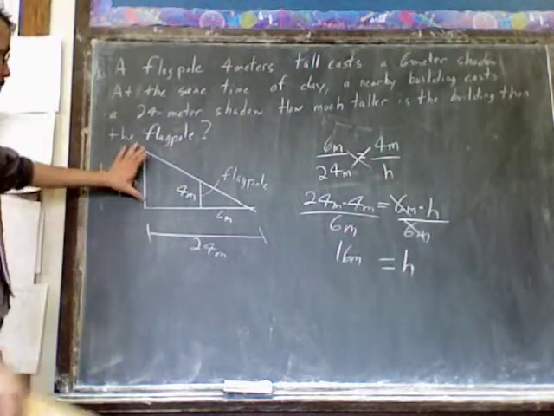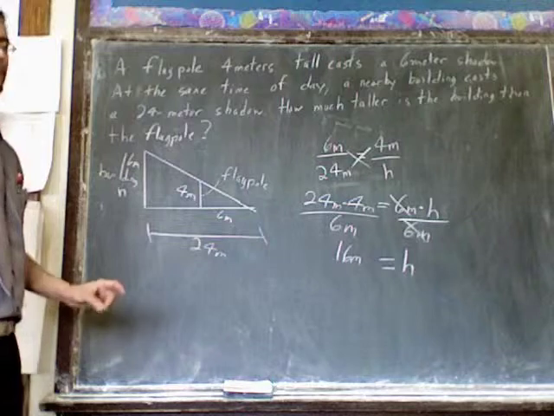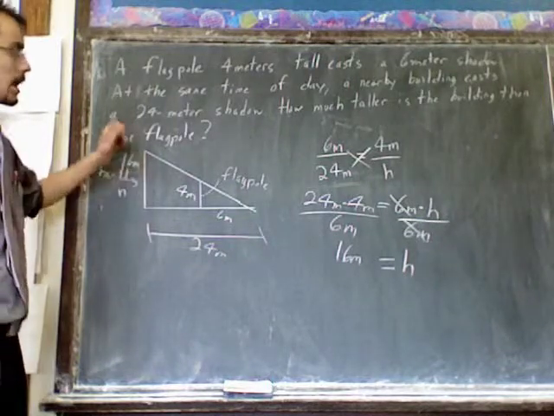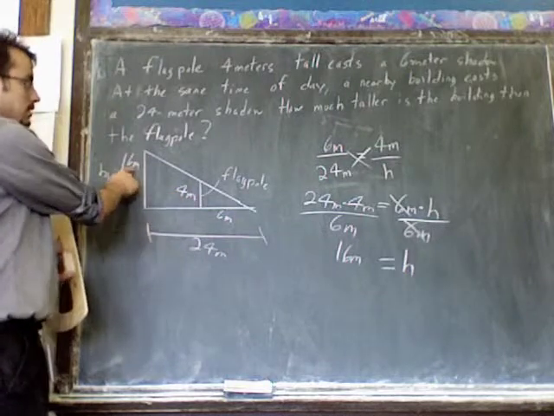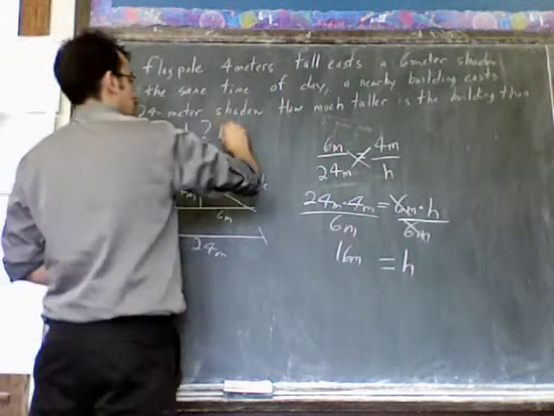That's better. Building's 16 meters, flagpole's 4 meters. The building's obviously 12 meters taller than that. Right? 4 plus 12 will give me the 16. So the answer would be 12 meters taller.